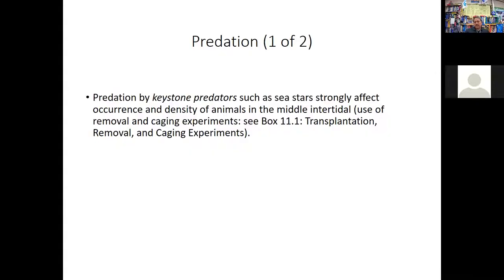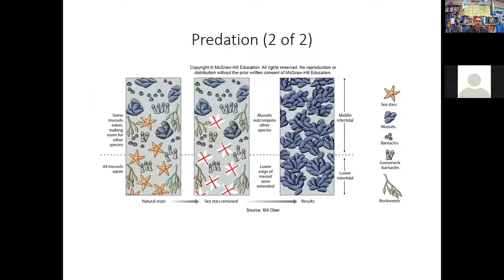The keystone species I mentioned earlier. This talks about keystone predators, such as sea stars that strongly affect the currents and density of animals in the middle intertidal. If you take a look at the picture right here, when you take out the sea stars artificially, like if we were collecting sea stars, and take them out of the local ecosystem, then the mussels here are going to take over, because the mussels are not in check anymore.